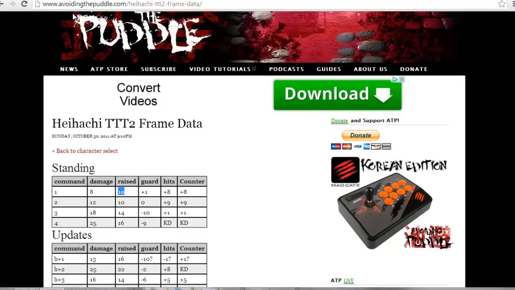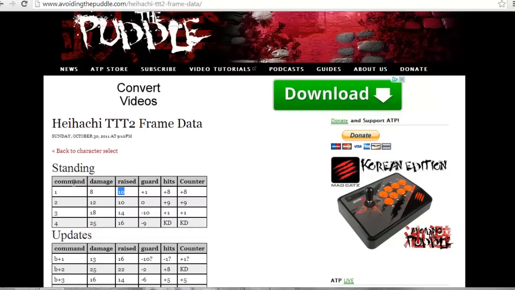You can visit this website avoidingtheproduct.com for every character's frame data, and right now I have the Heihachi Tekken Tag Tournament 2 frame data. And over here we have command, damage, raised, guard, hits, and counter. But we are going to be dealing with the command, raised, and guard, because these three things are important when it comes to frames.